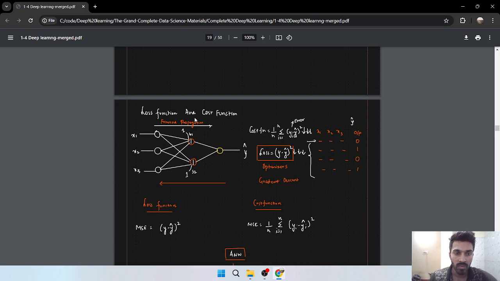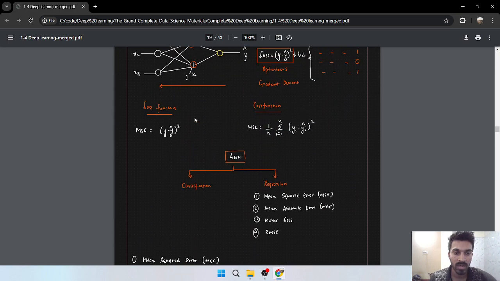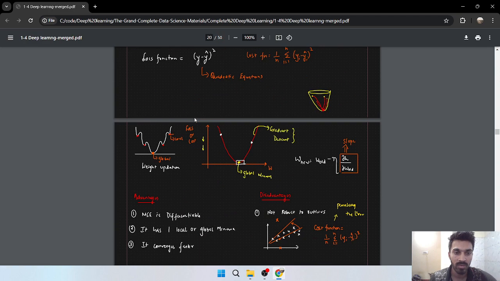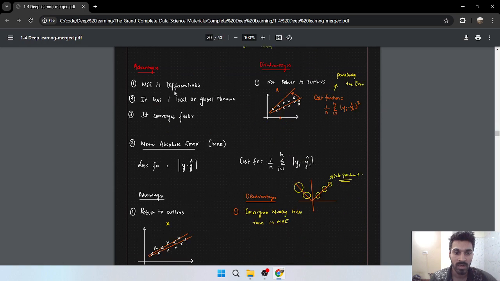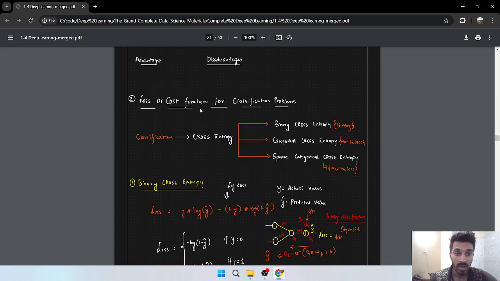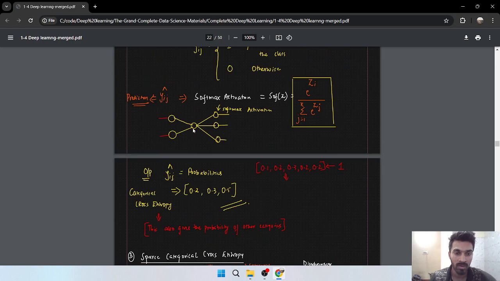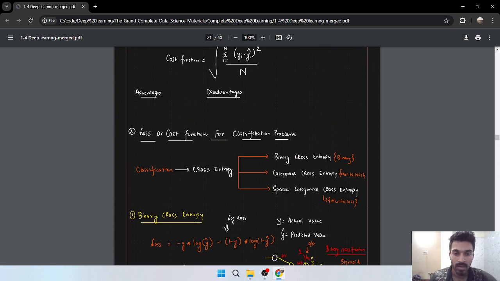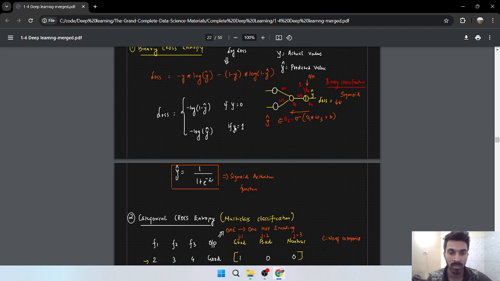And that's it for loss function and cost function. We have already seen that loss is for one point and cost is the summation of all the losses. We have seen mean squared error, then MSE, RMSE, and the losses for binary: binary cross entropy, categorical cross entropy, and sparse categorical cross entropy. The binary formula is minus y log y-hat minus (1 minus y) times log of (1 minus y-hat).